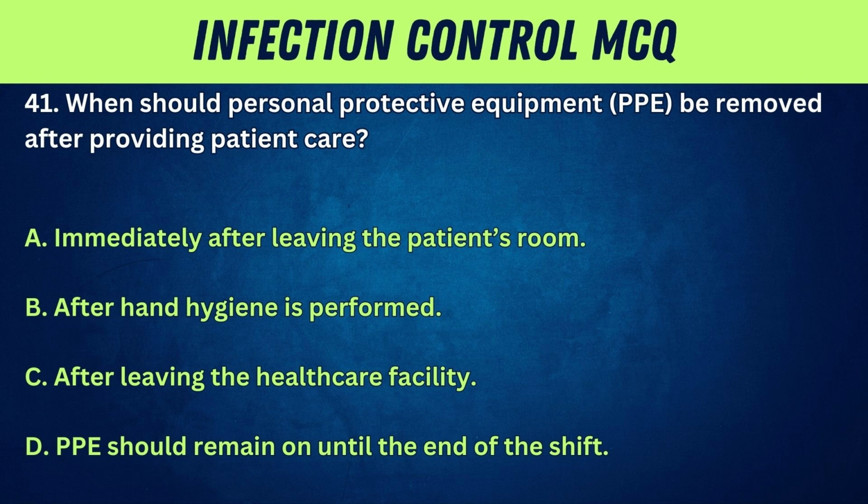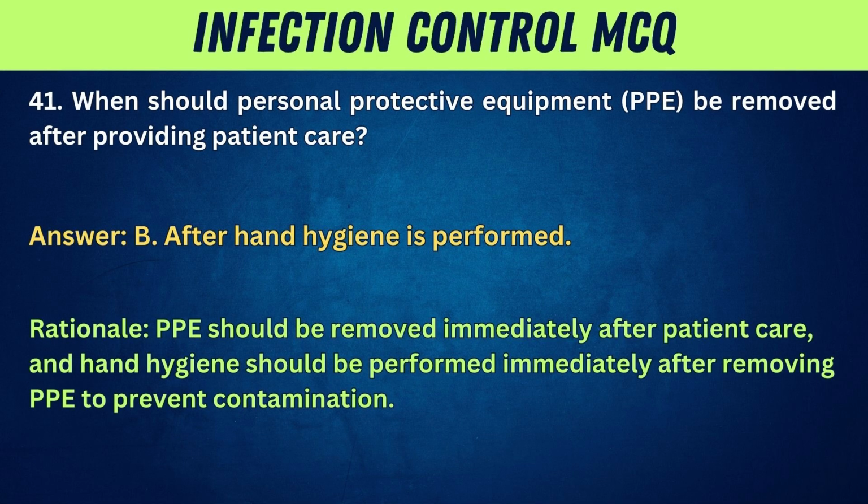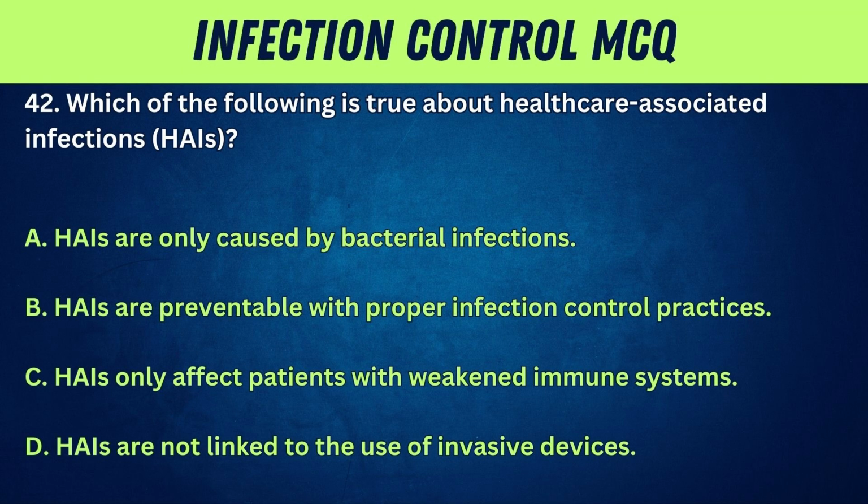A. Immediately after leaving the patient's room. B. After hand hygiene is performed. C. After leaving the healthcare facility. D. PPE should remain on until the end of the shift. Answer: B. After hand hygiene is performed. Rationale: PPE should be removed immediately after patient care, and hand hygiene should be performed immediately after removing PPE to prevent contamination. 42. Which of the following is true about healthcare-associated infections, HAIs?